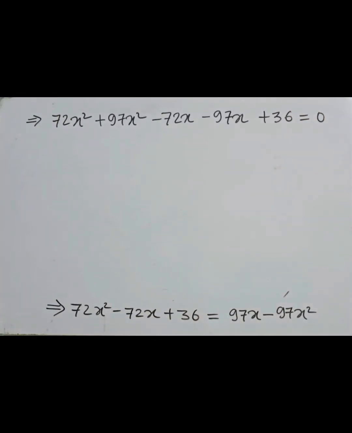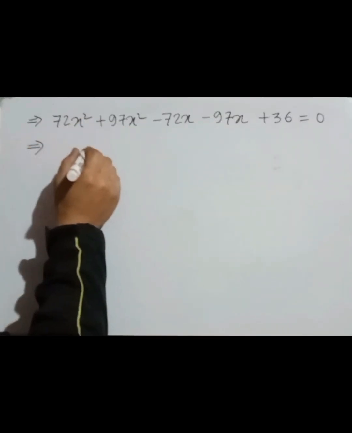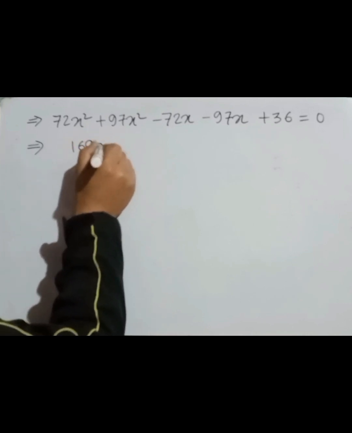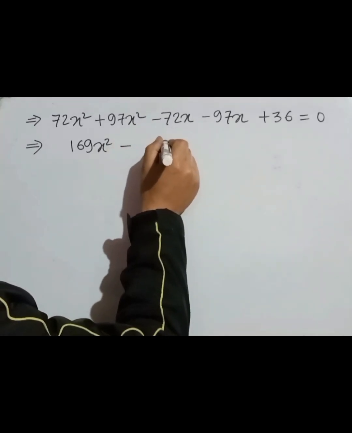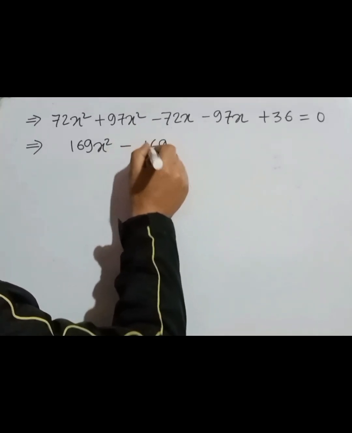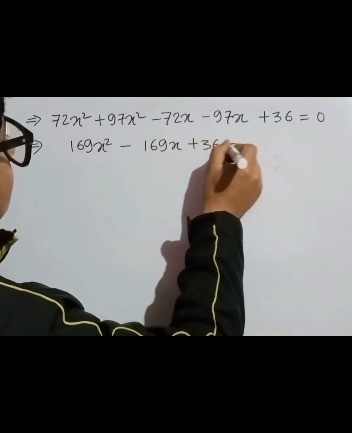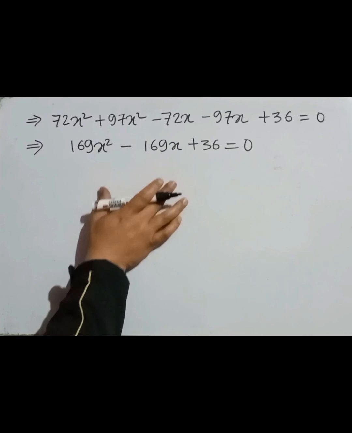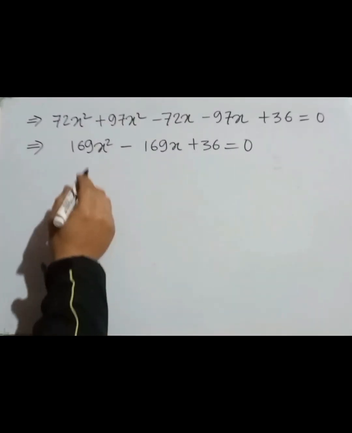Now we have to add these two terms, 72x square and 97x square, and the sum is 169x square. And we have to add 72x and 97x because both of them are negative, and the sum is minus 169x plus 36 is there, and this is equal to 0. Now to get the value of x we have to solve this quadratic equation.